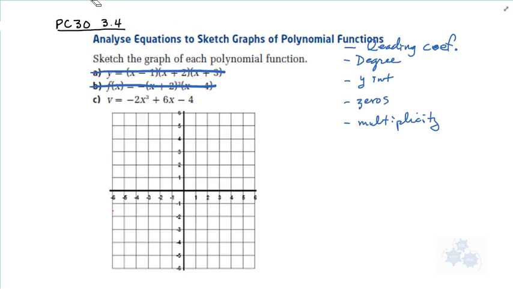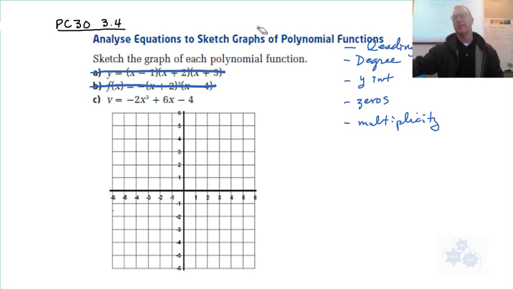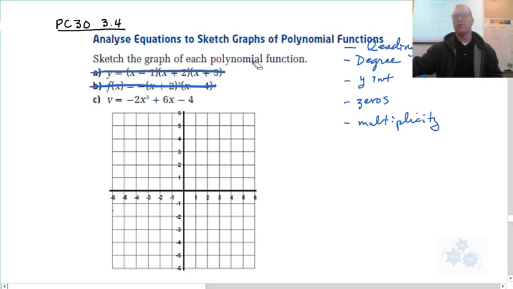As we do an example from 3.4, what we're doing is analyzing equations of polynomial functions and sketching the graphs from those equations. So we're not going to use a graphing calculator. We're not going to do a table of values just to plot points and try to connect them with a line or a curve. We're going to look for specific aspects of the equation, and then we're going to sketch the graph. So that's where we're going.